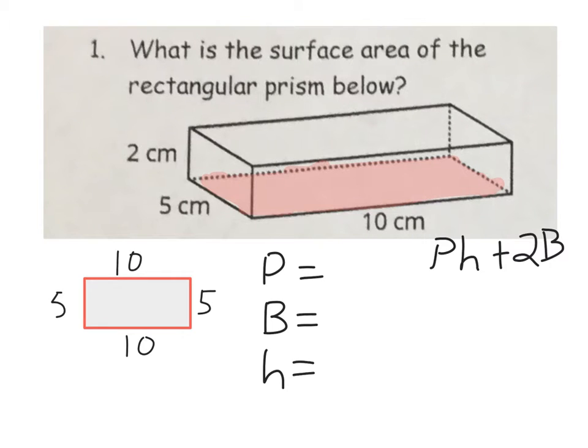Okay, this is homework number 13. Number 1 on homework 13 is what is the surface area of the rectangular prism below? Okay, so there's a rectangular prism, and there's kind of the way to set it up that we've been talking about the past couple days.